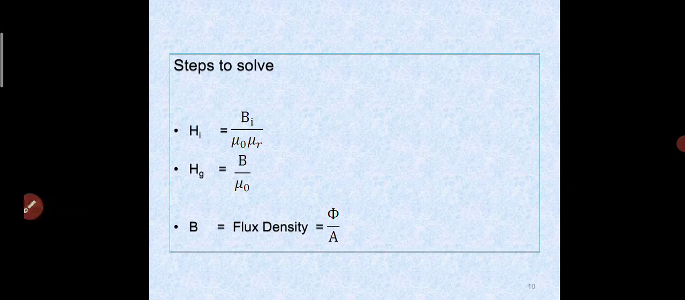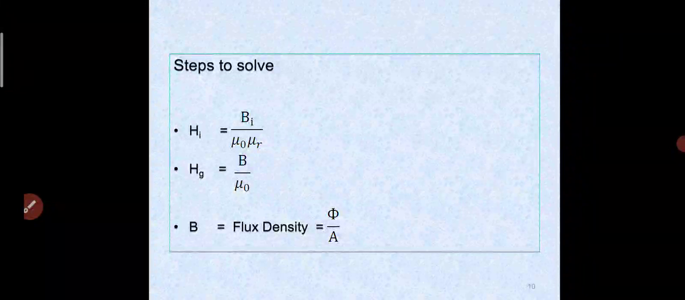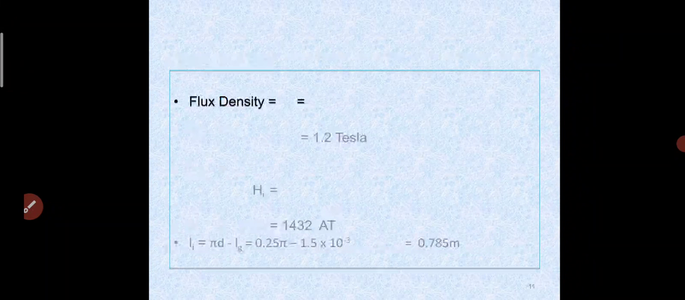So first we solve Hi, which is Bi by mu naught mu r, and second one is Hg, which is equal to B by mu naught, and third one is the flux density B, which is phi by A.